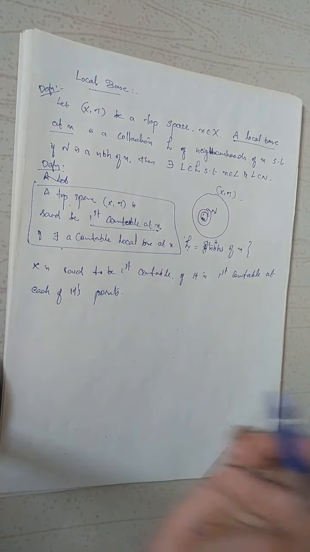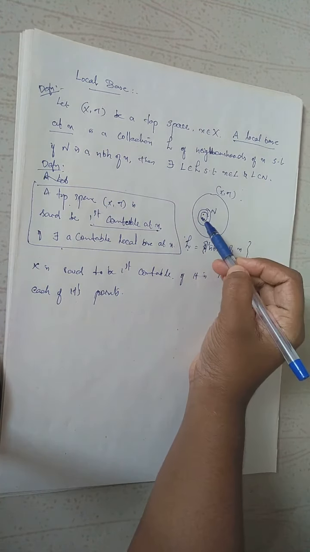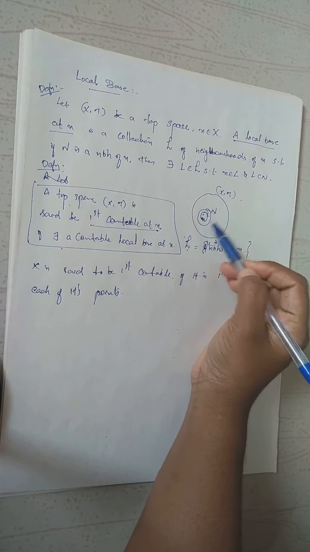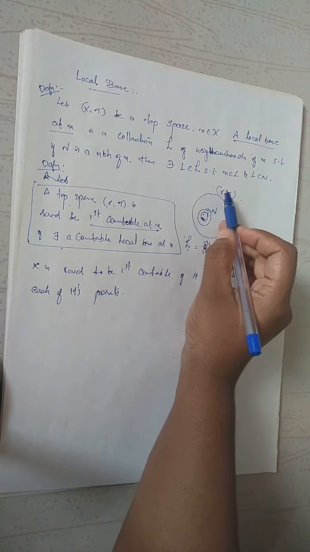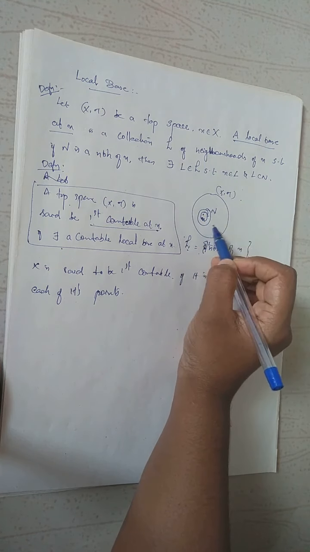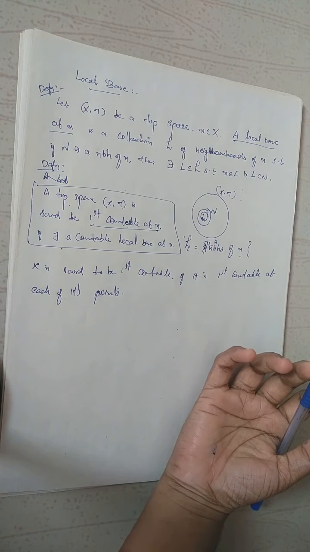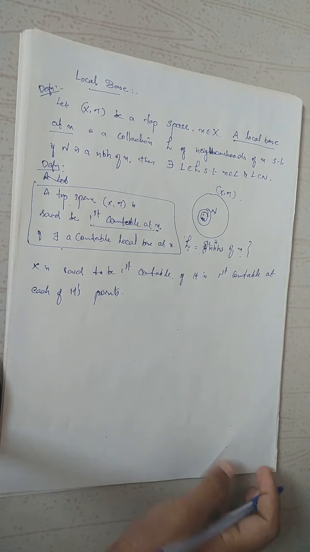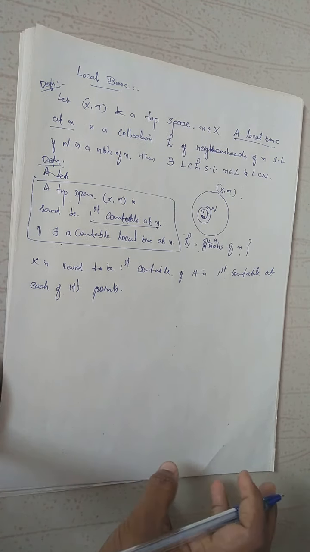So there are three definitions. First one is local base. Second one, whenever a space at a point x has a countable local base, that means the corresponding collection is countable, then we say that space is first countable at that point. If it is first countable at all of its points, then the space itself is first countable, or the space X satisfies the first countability axiom.